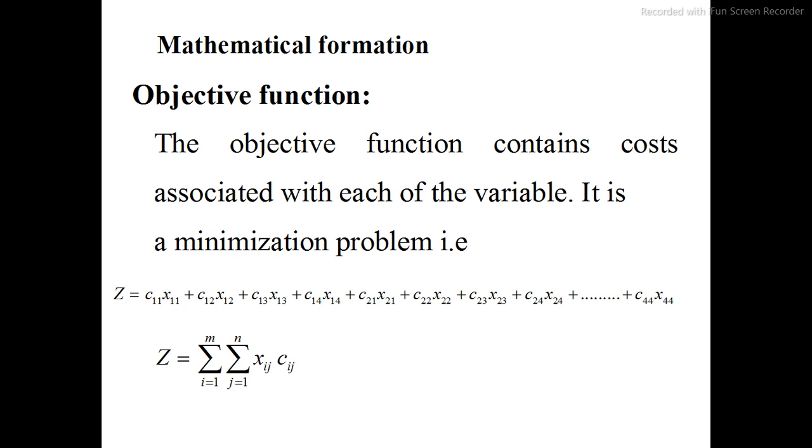In general, we can write Z equals sigma of i equals 1 to m and sigma of j equals 1 to n, of the quantity times the unit cost. If you multiply these, we get that amount. So if you make the summation of this, we get the overall amount.